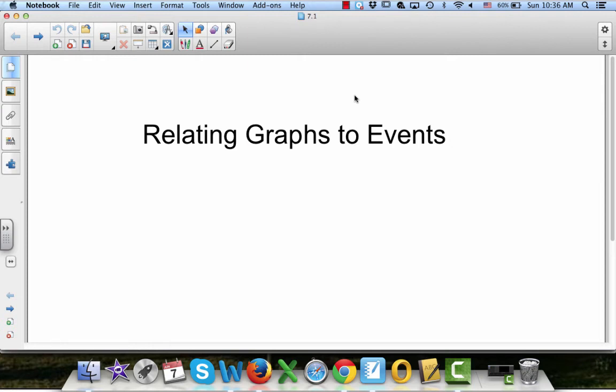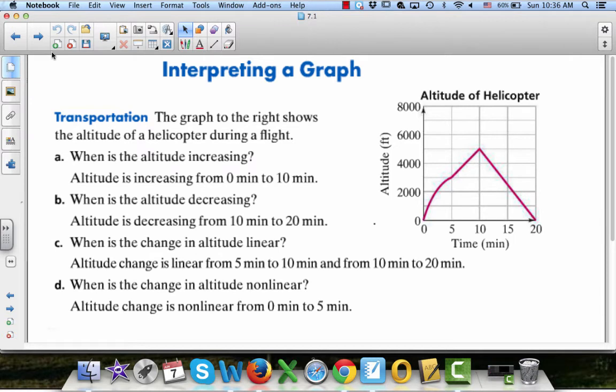Okay, this section is called Relating Graphs to Events. Let's look at this graph and interpret the graph. The graph at the right shows the altitude of a helicopter during a flight. Remember, altitude is how high something is.